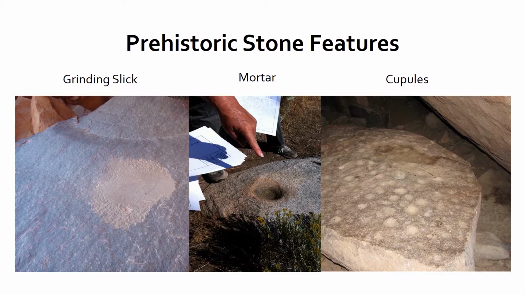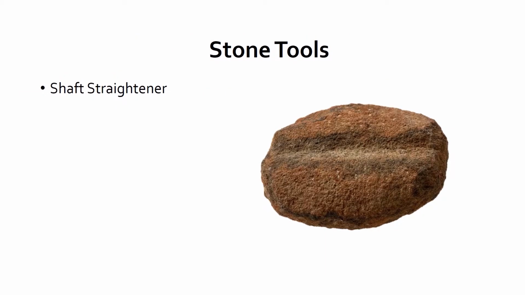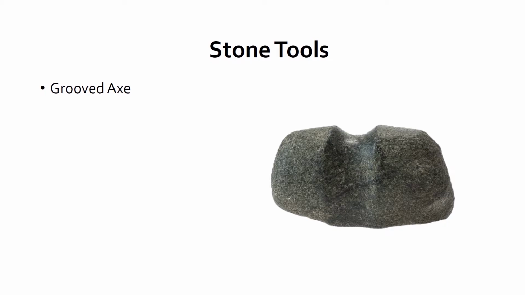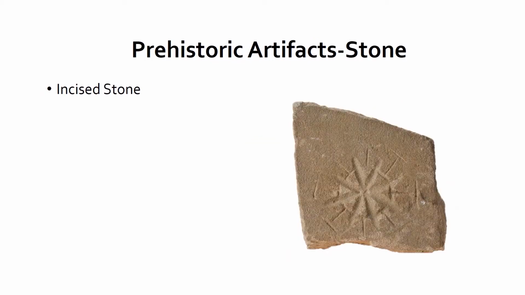Not all grinding surfaces are portable, so we have what are called grinding slicks, which is a smooth surface on a stone that can't be moved, or a mortar that has been chipped away into a stone. And then there's this other thing called cupules, which are also chipped away divots in stone. There are a lot of other types of stone tools and objects that you may find at an archaeological site. The ones I just covered are the most common, but you can also find stone tools that are shaft straighteners, grooved axe heads, beads, incised stones.